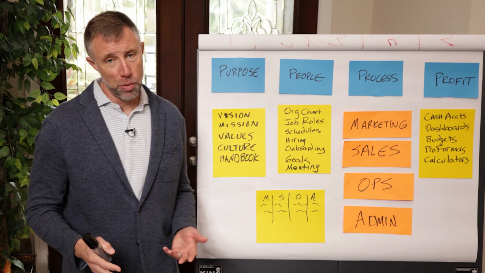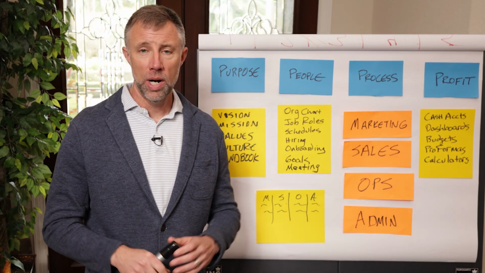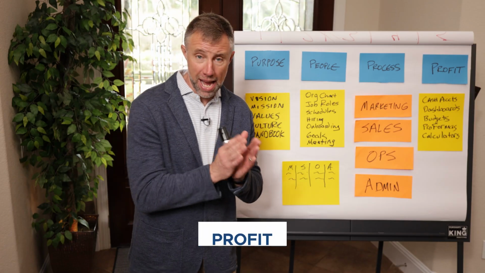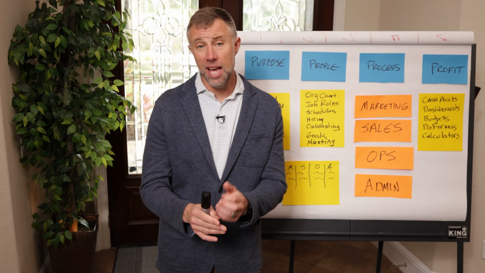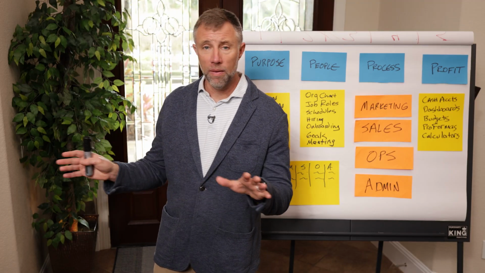And then finally, we've got to make sure we have fuel in the tank. So that leads to that fourth category, the profit vertical, to make sure past, present, and future: balance sheets, income statements, cash and cash balances today, calculators, budgets, pro formas, all of that's there.